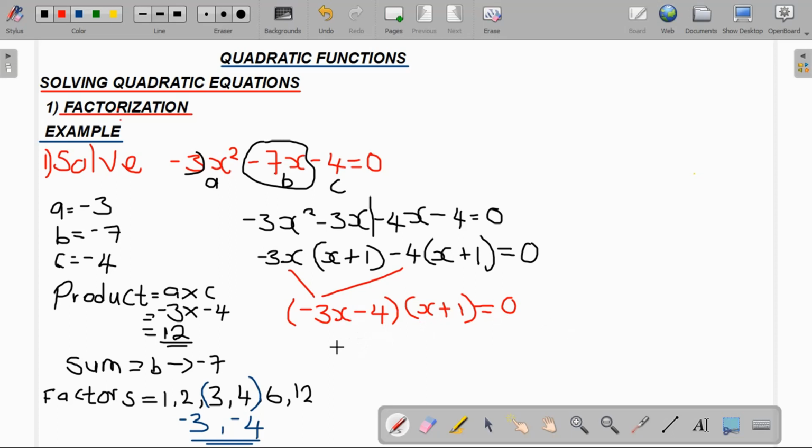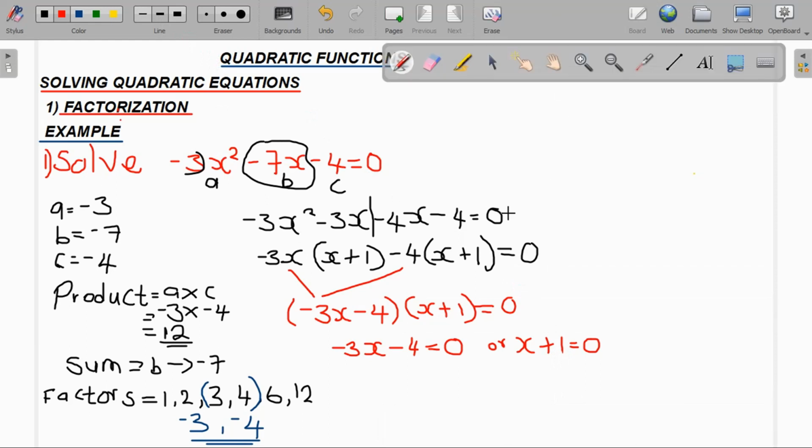We are going to split this into 2. So we're going to say negative 3x minus 4 is equal to 0. That's 1. And then we're going to say or x plus 1 equals 0. That's what we have. So we have got that, and then we can start solving them.